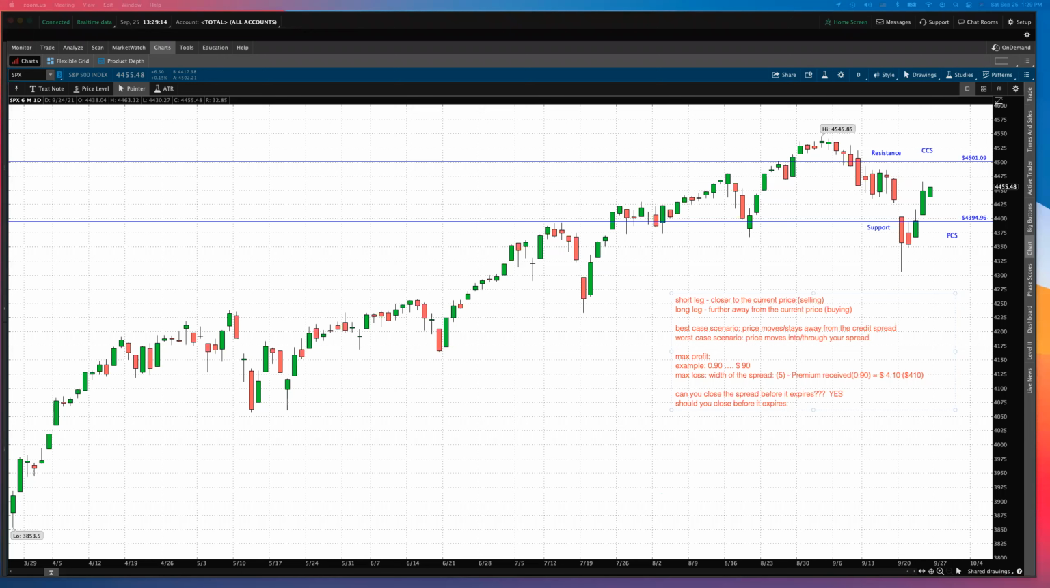Should you close before it expires? Yes. Notice I used all caps. I don't argue about it. I close them, even when I am so sure that it is going to expire worthless. Very few times do I do that. And you might argue that I leave a lot of money on the table. Well, the reason I leave it on the table is because I'll be back tomorrow.